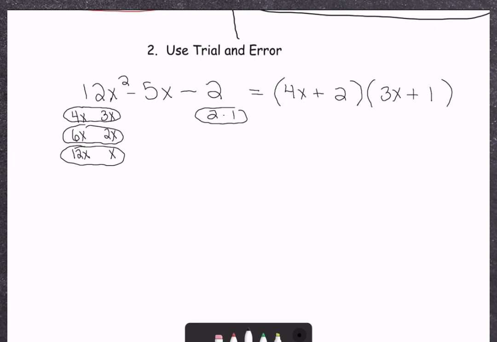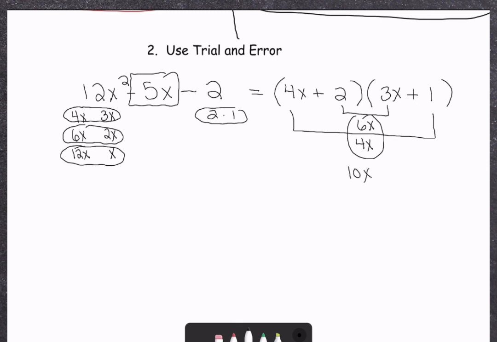So I'm going to try this to see if it gives me the right answer. The way you know if it gives you the right answer or not is if you multiply the inner terms, which is going to be 6x, and you multiply the outer terms, which is going to be 4x. If you add them together and get the original middle term, which is negative 5x, then you got the correct answer. And I can quickly see that this is not right because that gives me 12. That's not correct. And I just saw another error that I have. Hold on.